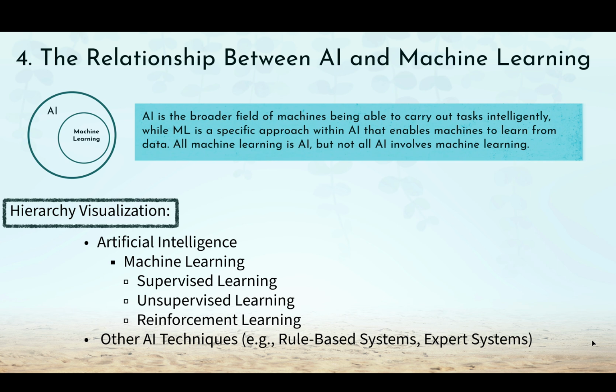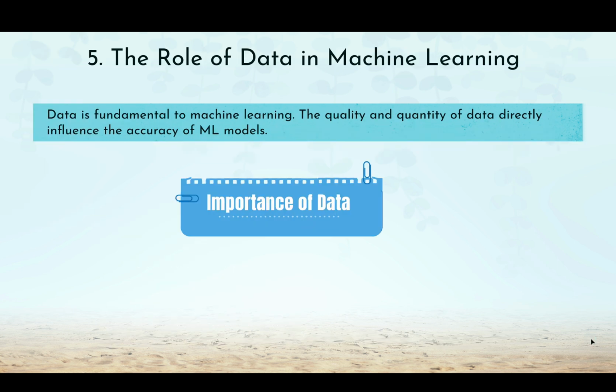In addition to machine learning, there are other AI techniques such as rule based systems and expert systems, which rely on predefined rules and logic rather than learning from data. This hierarchy illustrates the relationship between various AI techniques, with machine learning being a key component but not the only method of AI. 5. The role of data in machine learning.